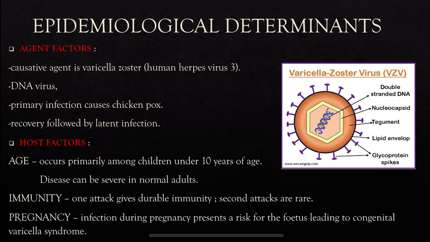Host factor, age: it occurs primarily among children. We see everybody suffers from chickenpox in their childhood. So it primarily affects children under 10 years of age. The disease can be severe even in normal adults. Immunity: I told you, one attack is going to give you considerable durable immunity, and second attacks will rarely occur. During pregnancy, if chickenpox affects a pregnant woman, then a risk for the fetus occurs, leading to congenital varicella syndrome.